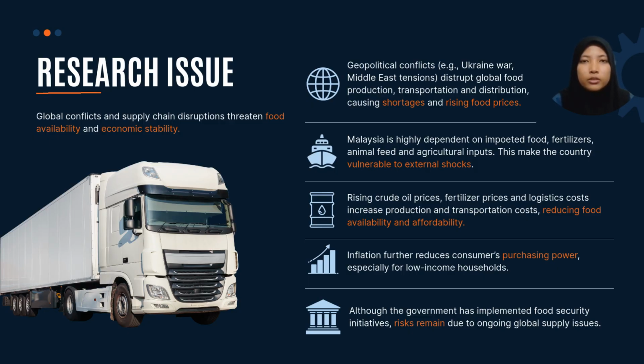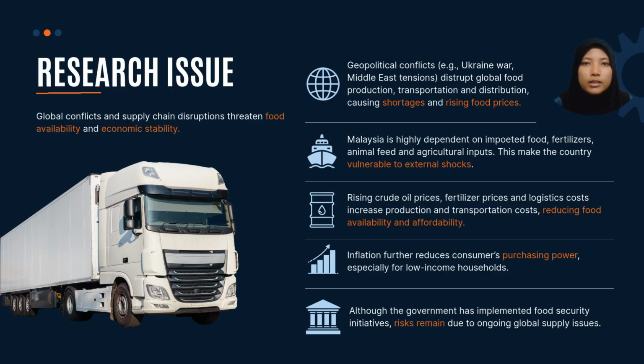Based on this question, the research objectives are developed. The first objective is to analyze the trend of food availability in Malaysia. The second objective is to examine the influence of geopolitical risk, supply chain pressure, crude oil prices, urea prices, and inflation on food availability. The third objective is to measure the long-run relationship between these variables and food availability in Malaysia. To achieve this objective, the study uses a combination of descriptive analysis and econometric methods.